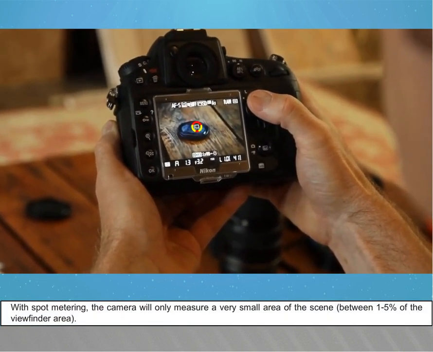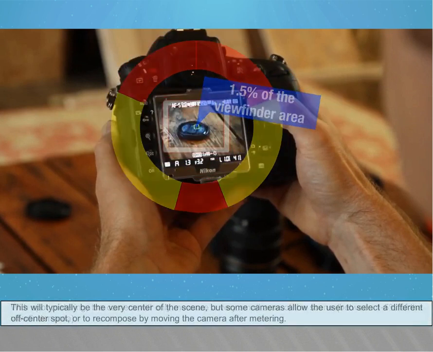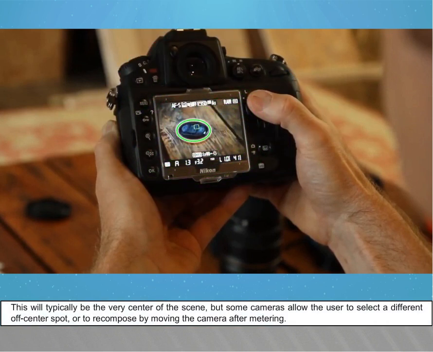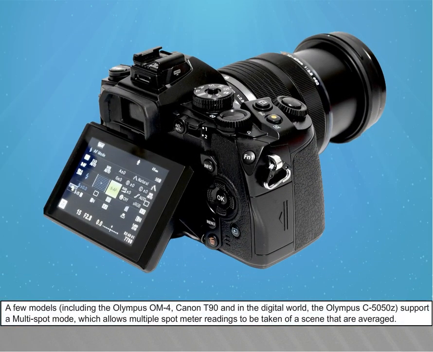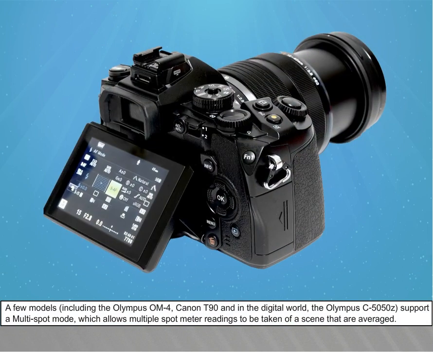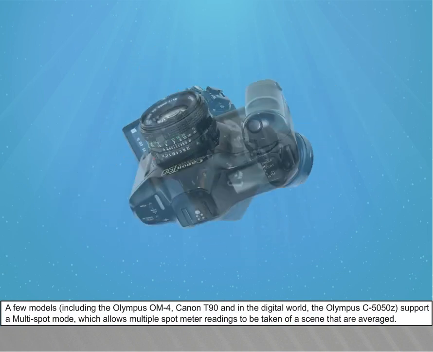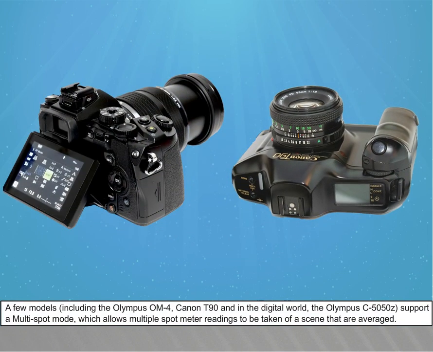With spot metering, the camera will only measure a very small area of the scene, between 1 to 5% of the viewfinder area. This will typically be the very center of the scene, but some cameras allow the user to select a different off-center point or to recompose by moving the camera after metering. A few models, including the Olympus OM4, Canon T90 and, in the digital world, the Olympus C5050Z, support a multi-spot mode which allows multiple spot meter readings to be taken off a scene that are averaged.